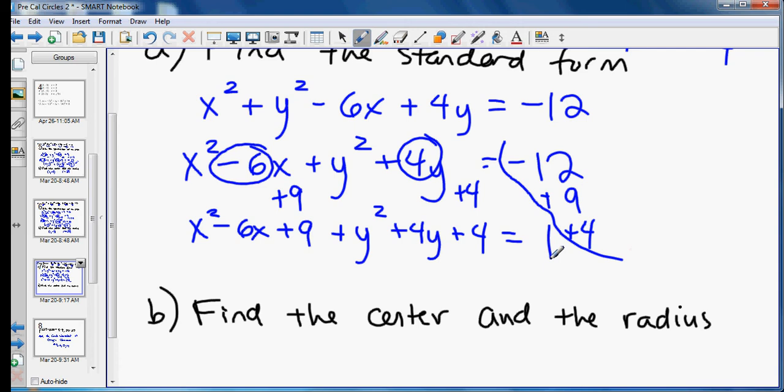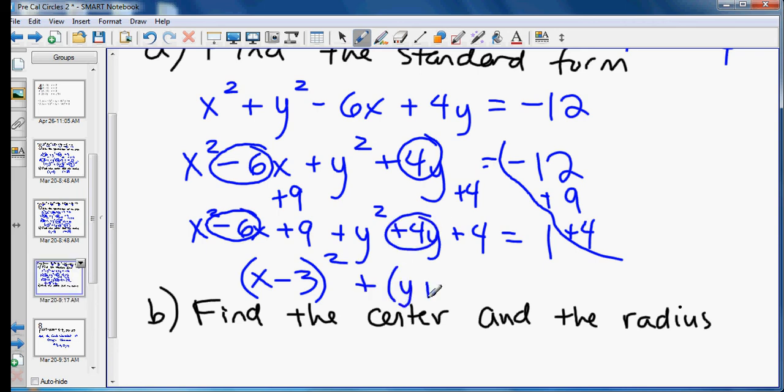So our last step is to factor. Remember the beauty of completing the square. Turns out when you factor it, it's just going to be half of this number. So this will turn into x minus 3 squared, and half of that number, y plus 2 squared, is equal to 1.